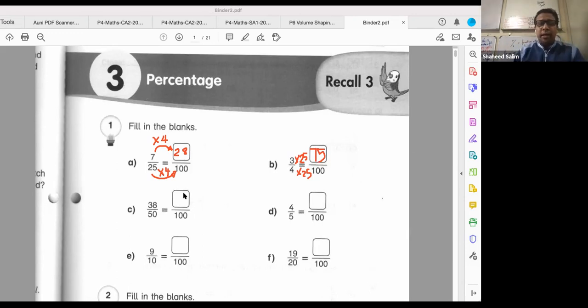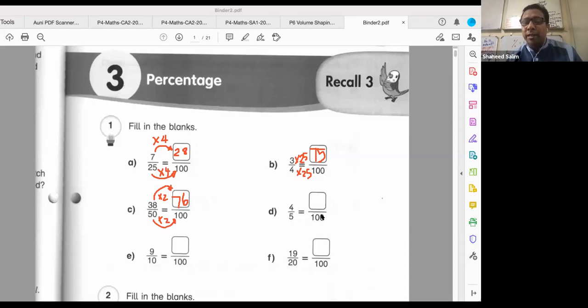Okay, the next one now, times what? Times 2, 50 times 2. This is easy. Then this one you times 2 also. I'm going through because some may understand, some may not. We have to make sure everyone understands, otherwise the bus leaves.